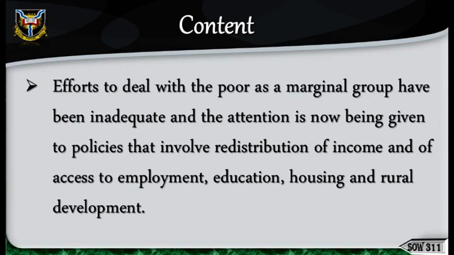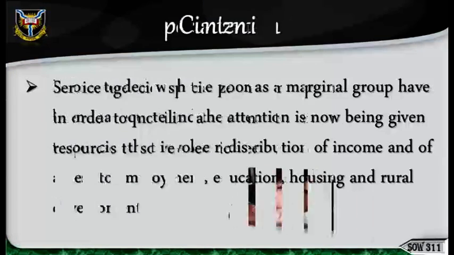Efforts to deal with the poor as a marginal group have been inadequate, and attention is now being given to policies that involve redistribution of income and of access to employment, education, housing, and rural development. Some services are concerned with meeting the needs of marginal or specially disadvantaged people. Others are addressed to general needs in the society for which the market does not provide.